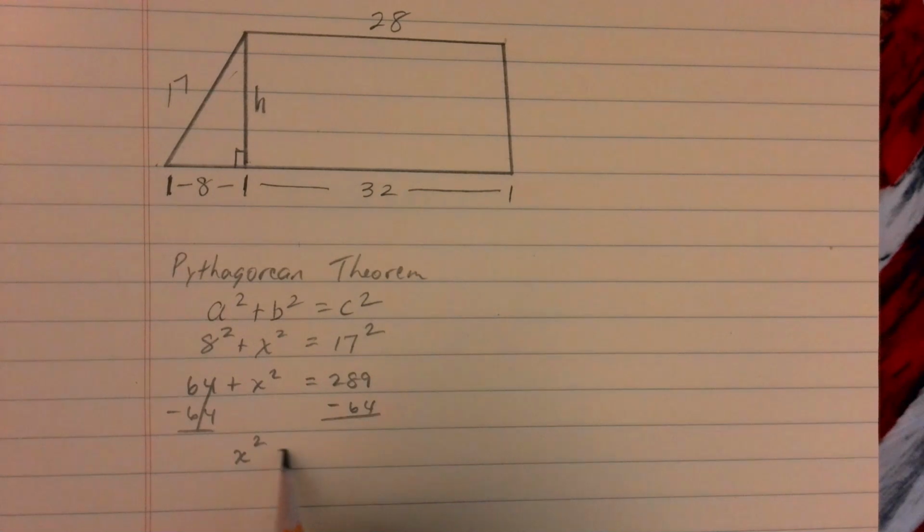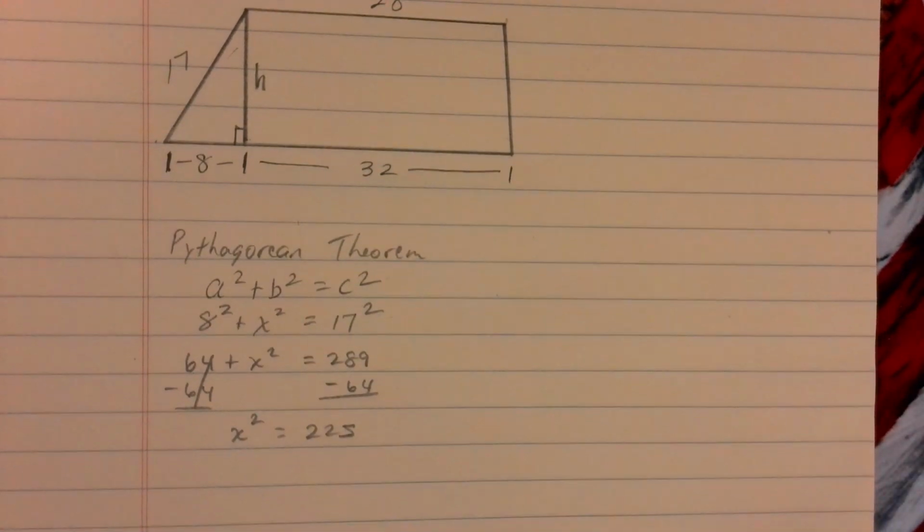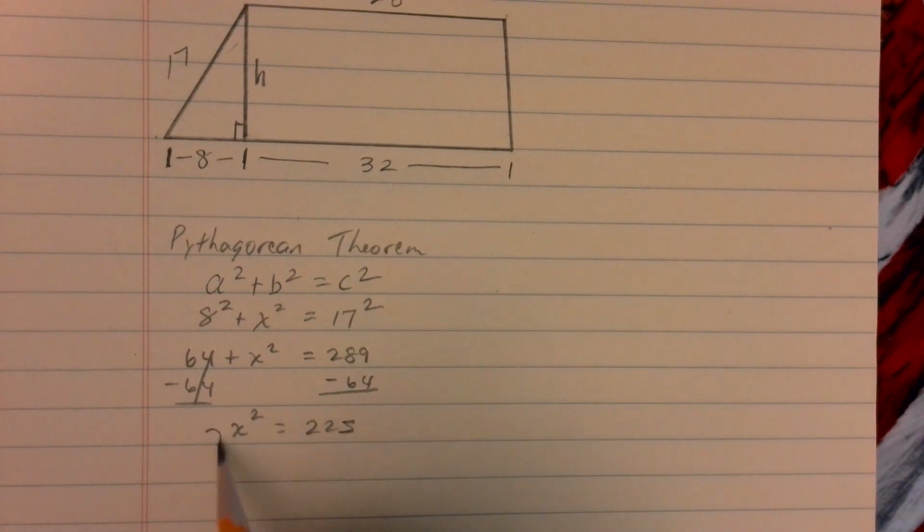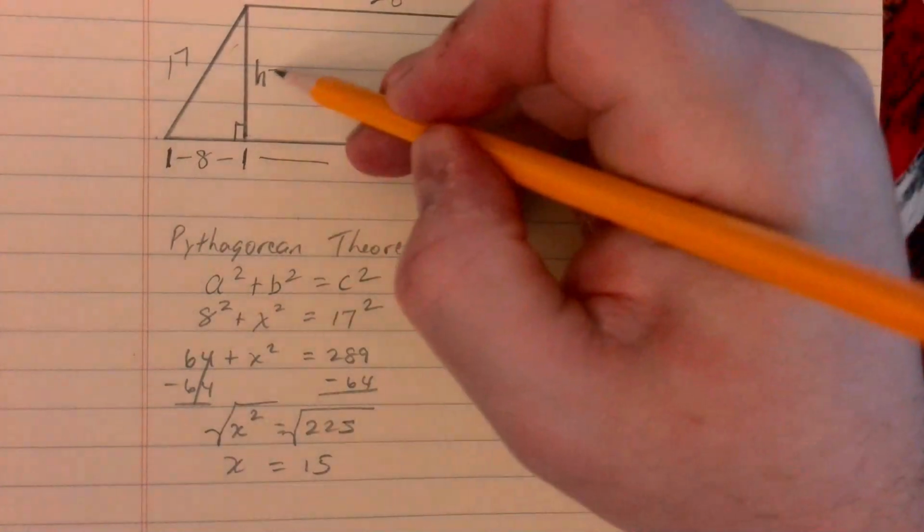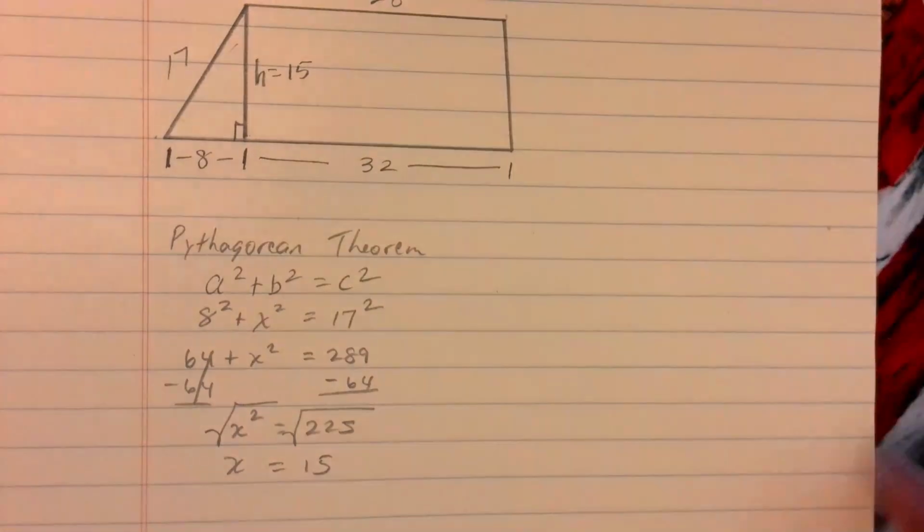And so x squared is going to equal 225. And remember, the last step in any Pythagorean theorem problem is to find a square root. So we're going to find the square root of 225, and x is going to equal 15. So that means the height right here is 15.